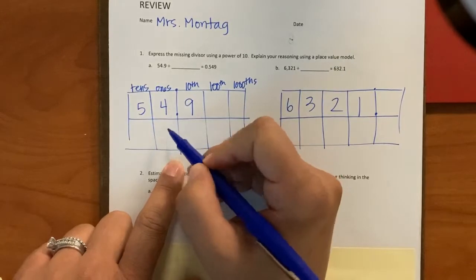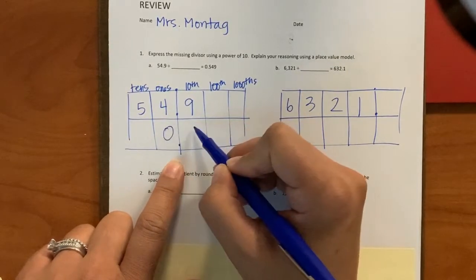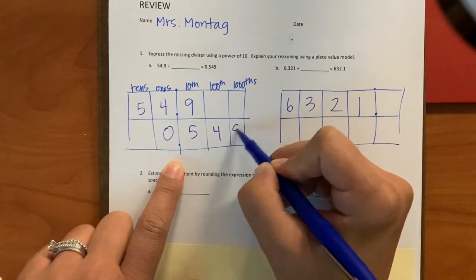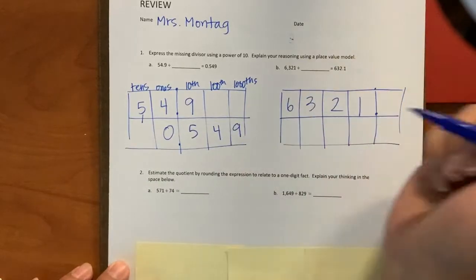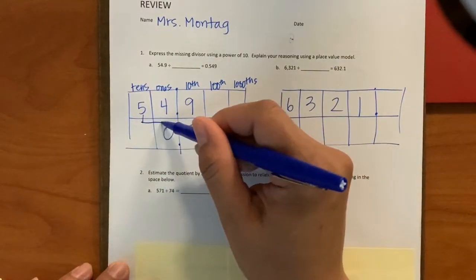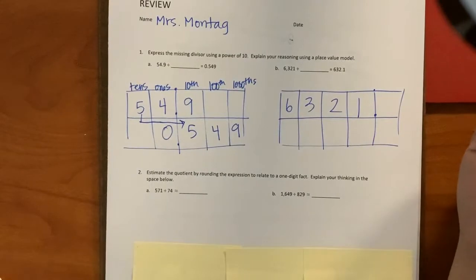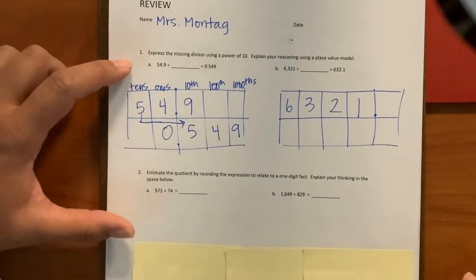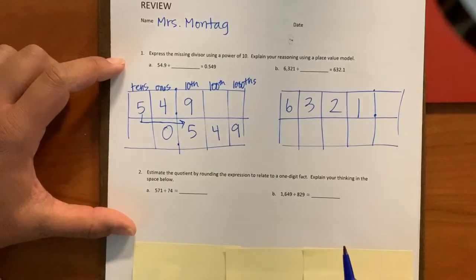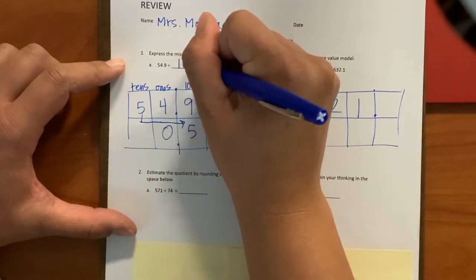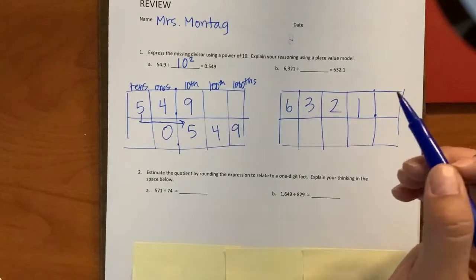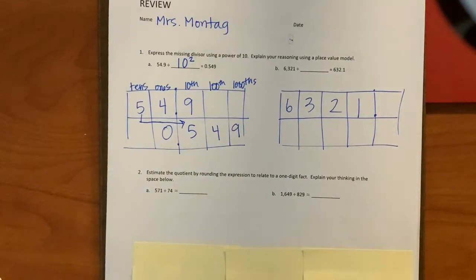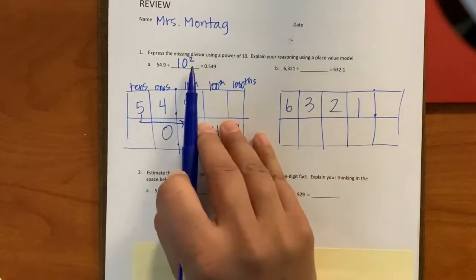So if the decimal's here, that means the answer is 0.549. And then you want to count how many places the numbers have shifted. So 1, 2. It's shifted to the right by 2 places, so we're dividing by what? 10 to the second power, right? 10 squared, 10 to the power of 2. Don't forget that when it asks for an exponent or using a power of 10, you need to use that.